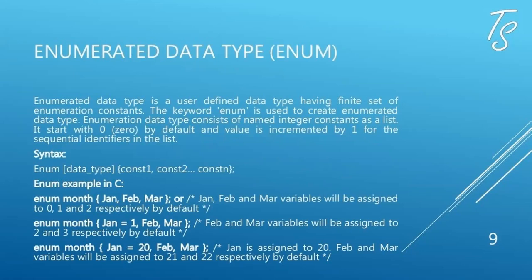So the syntax is enum, then the name, and the constants. The constants can be 1 to n in number. You can see the example enum month with Jan, Feb, March, and so on. You can even assign a value: enum month with Jan equal to 1, Feb, March. So Feb and March will be assigned 2 and 3 respectively by default.